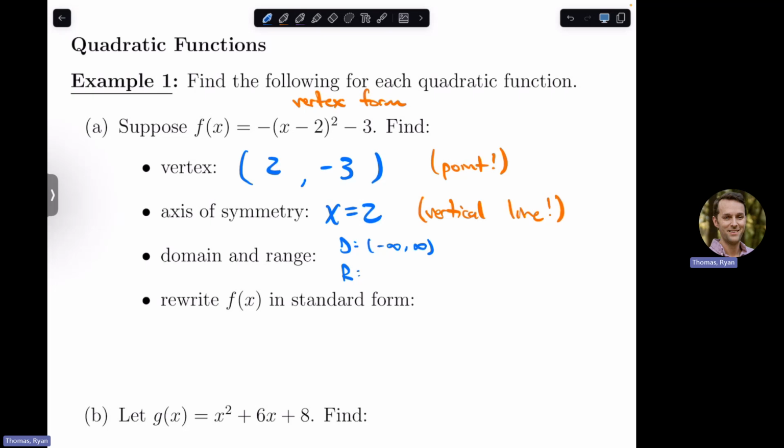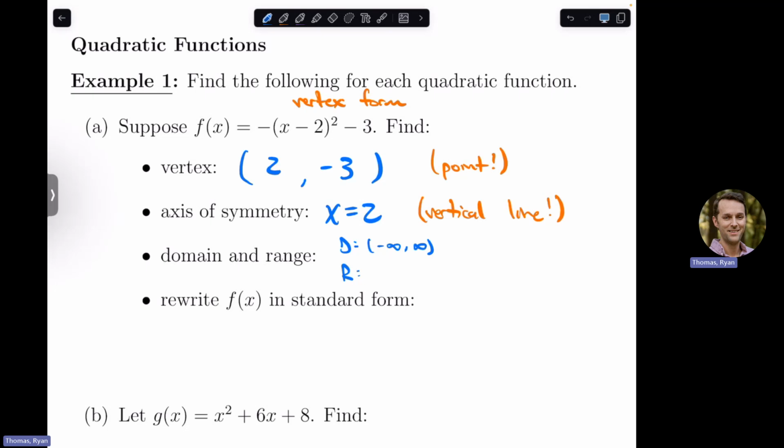What about the range? Negative infinity to negative 3. Why negative infinity to negative 3? Okay, so negative 3 is important for sure because it's the vertex. At (2, -3), there's a point on this graph where it's changing directions. How do we know it's opening down? It's got the negative out in front. Again, think transformation stuff. That negative out in front is a reflection over the x-axis. That causes the thing to open downward.